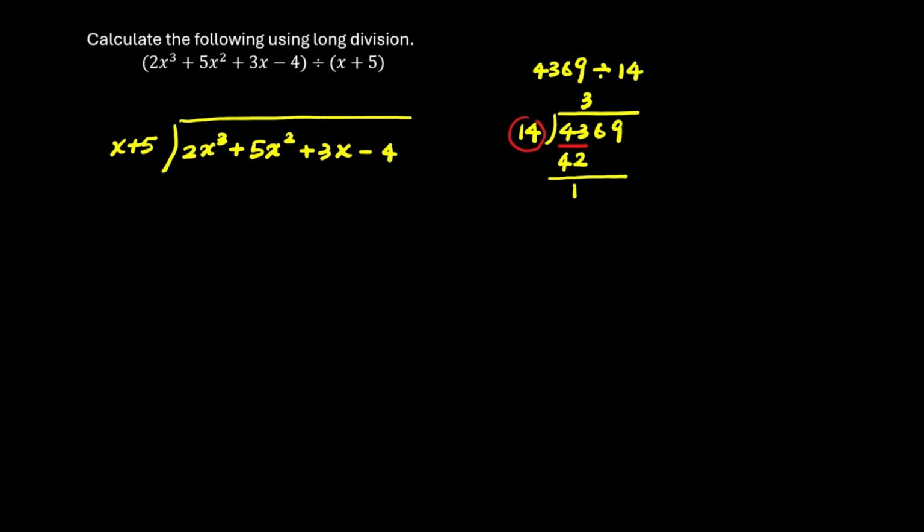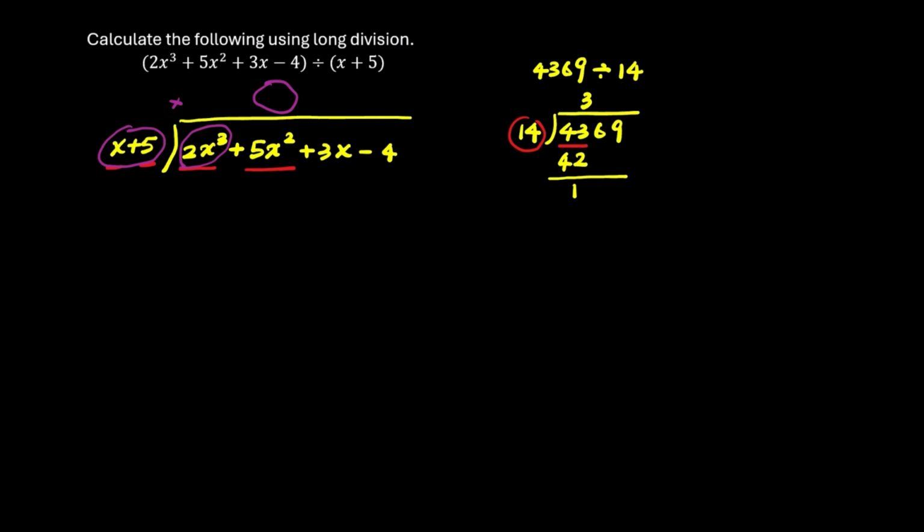All right, let's jump back to our polynomials. Our divisor x plus 5 has two terms. So we focus on the first two terms of our dividend, 2x cubic plus 5x squared. Just like what we did with the numbers, we need to find a term so that when we multiply this term by our divisor x plus 5, we'll have a leading term that matches this 2x cubic, so we can subtract and eliminate it.